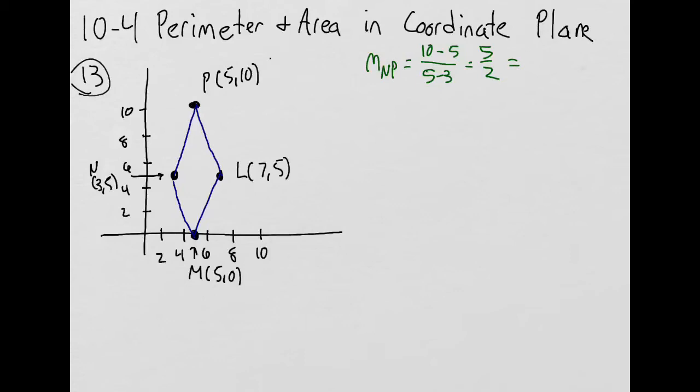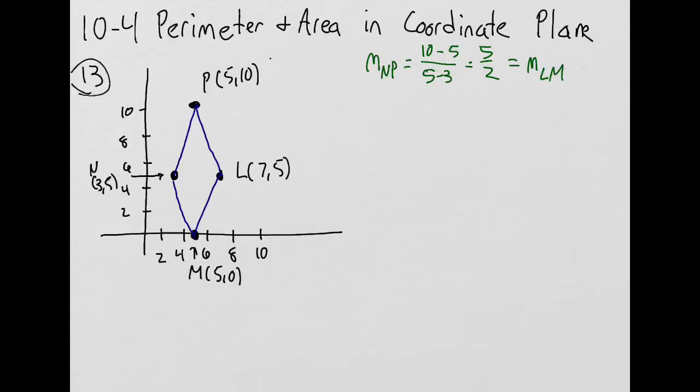So if I look at LM here, well, what's my rise of this one? It goes from 0 to 5. What's my run? It goes from 5 to 7. That's a 2. So what that means is that these two slopes are the same, which means these two sides are parallel with each other. So NP is parallel to LM.